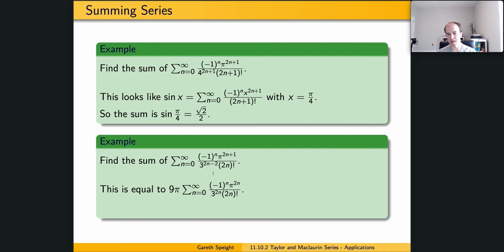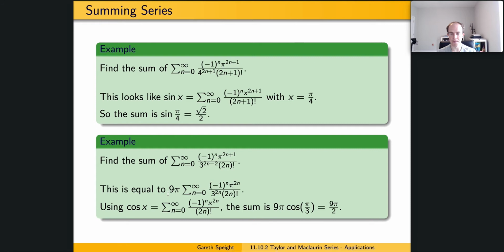So if you just play around a little bit with the algebra, you'll see these are equal. And as we said, cosine x is the sum of (-1)^n x^(2n) over (2n) factorial. Now we can recognize the inner part of this sum. It's the series for cosine of x with x replaced by pi over 3, right? We have the (2n) factorials, and we have pi over 3 all to the power of 2n. But there was still the 9 pi out in front. So the sum converges to 9 pi times cosine of pi over 3. Cosine of pi over 3 is a half, so we get 9 pi over 2.